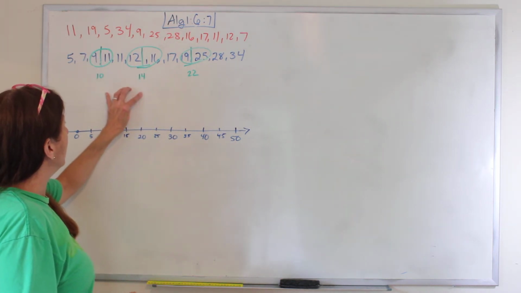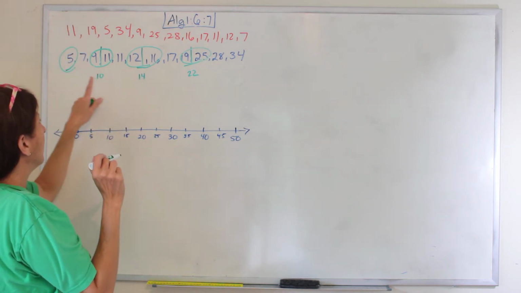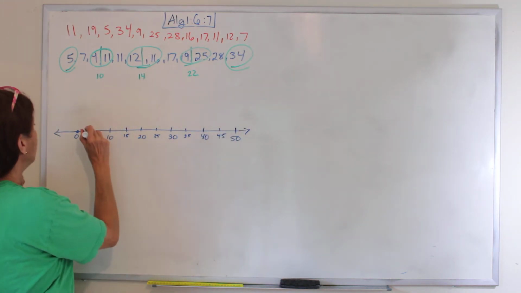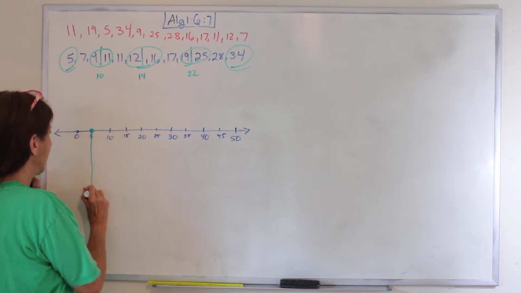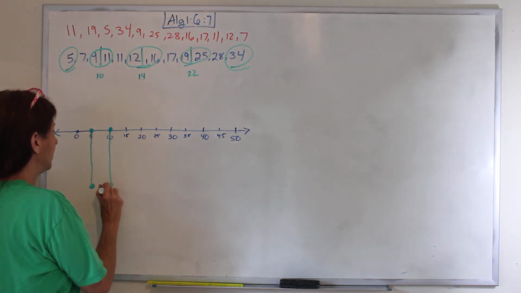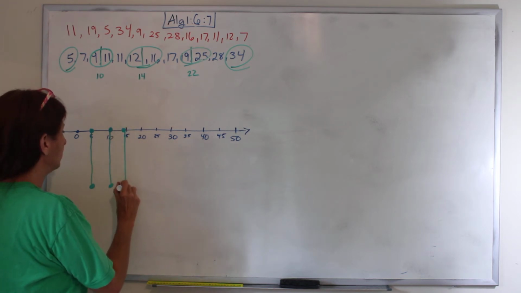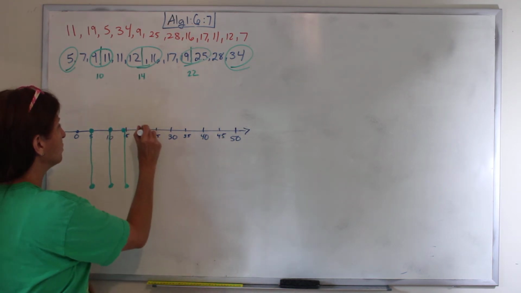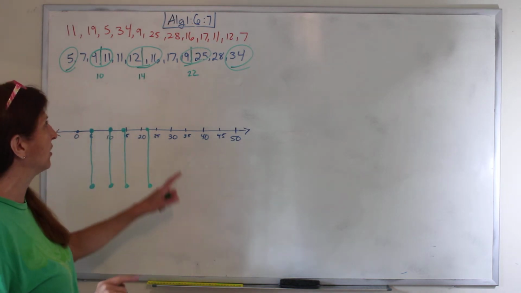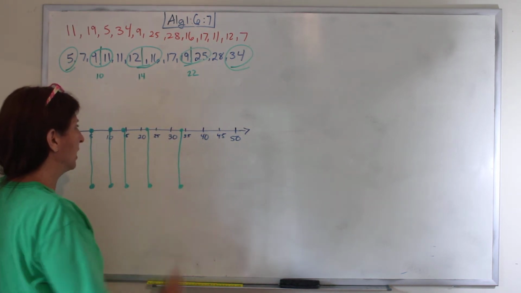The next thing you do is you plot on a number line the lowest number, these numbers, and the highest number. Okay? So I put a dot at 5 and I draw a line and draw another dot. I put a dot at 10 and draw a line and put another dot. I put a dot at 14, draw a line and put another dot. Draw a dot at 22, draw a line and put another dot. You see how these are going. And then the last one, I put a dot at 34, draw a line and put another dot.